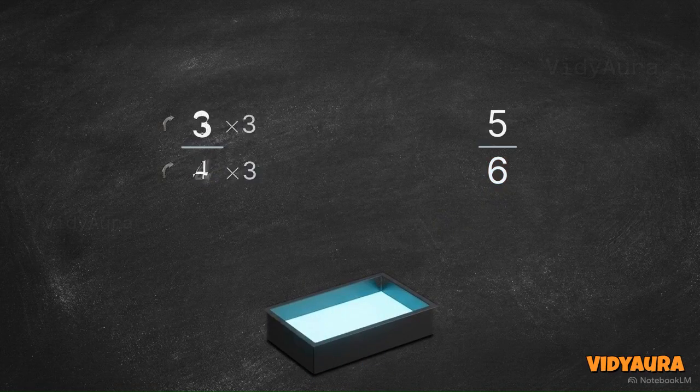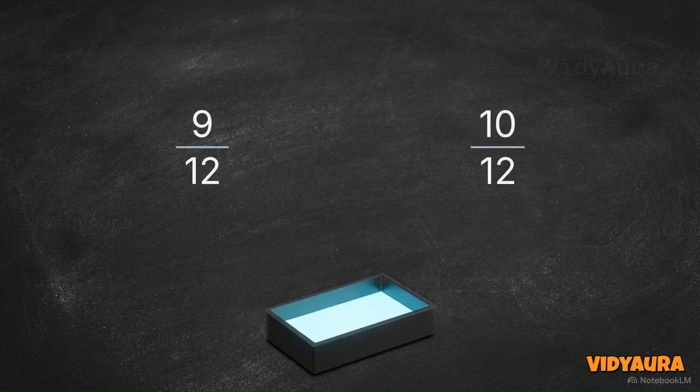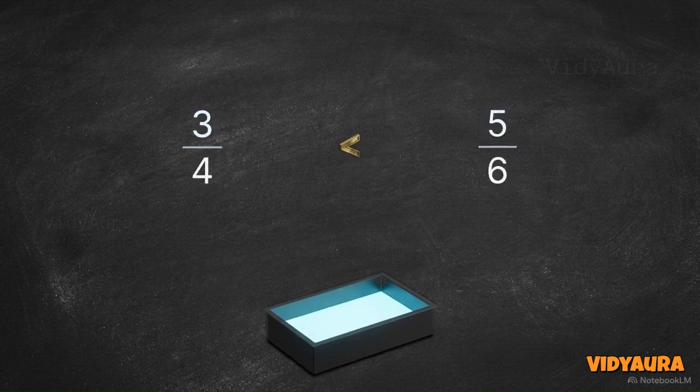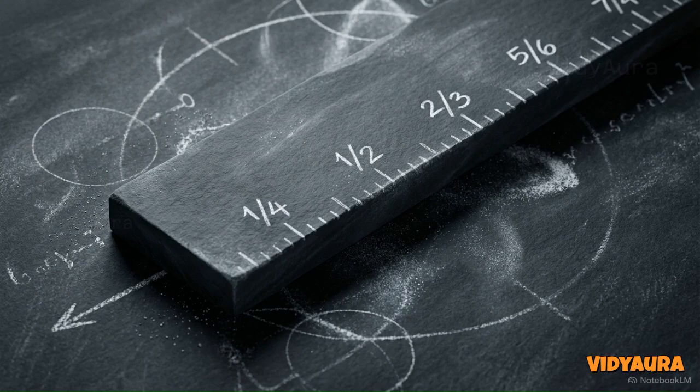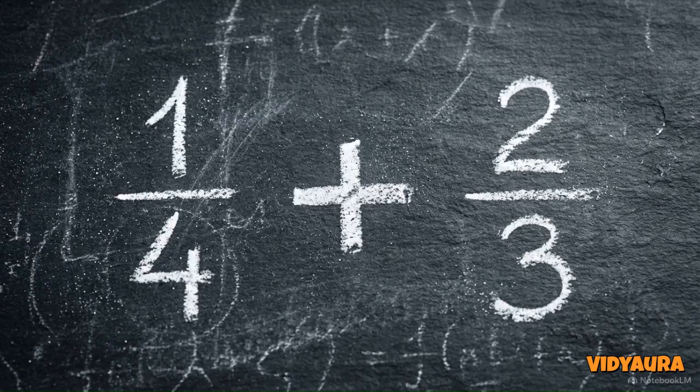Now we rewrite both. 3/4 becomes 9/12 and 5/6 becomes 10/12. Since 9 is less than 10, we definitively see that 3/4 is smaller. Standardizing the denominators removes the visual confusion. It allows us to rank and order any set of numbers with absolute certainty. Matching denominators allows us to perform addition on previously incompatible values, merging two distinct numbers into one.